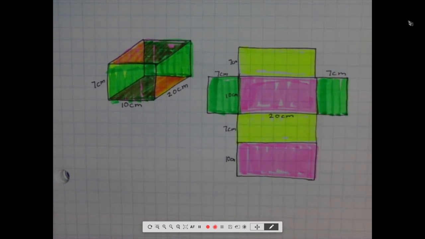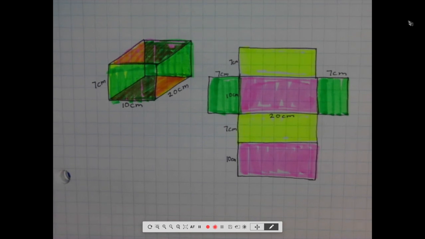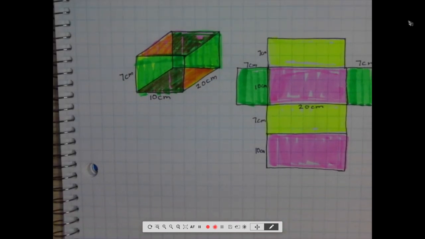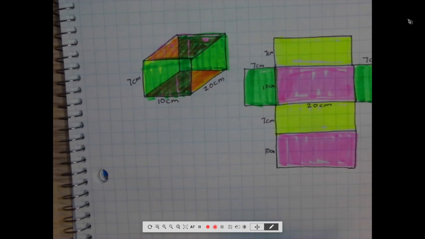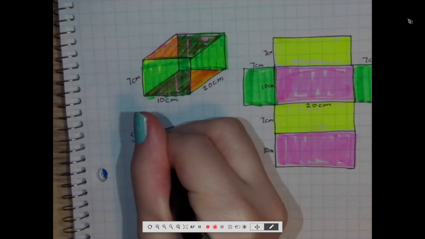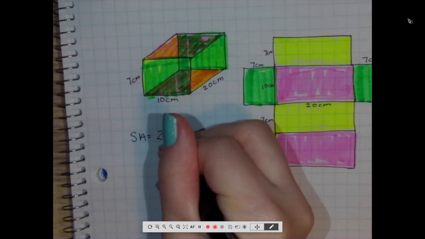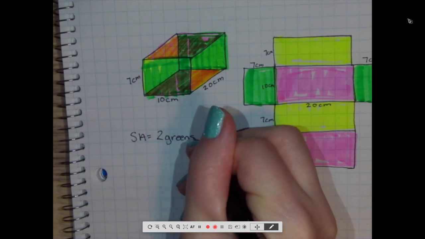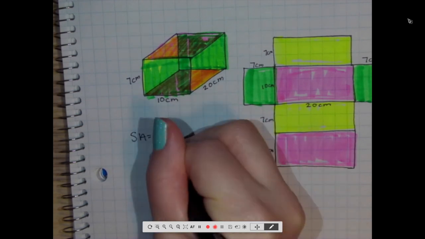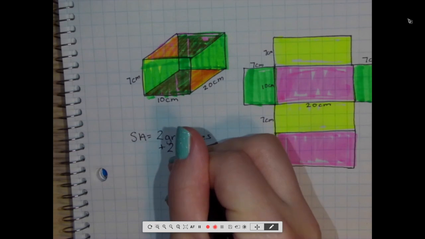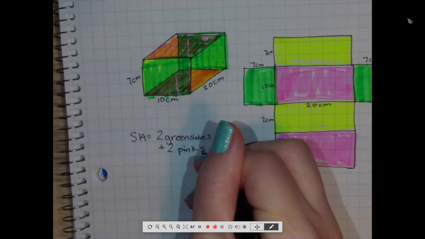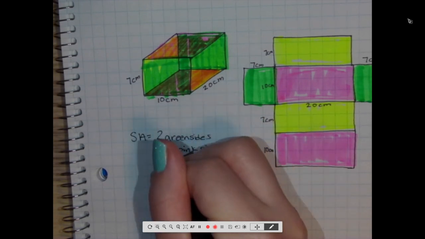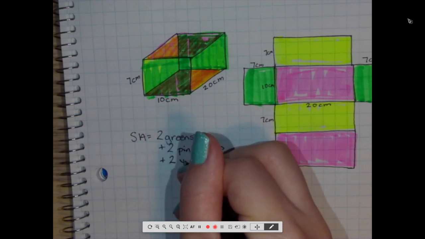So when we're trying to calculate the surface area, we can basically break it down to being two green sides plus two pink sides plus two yellow sides.